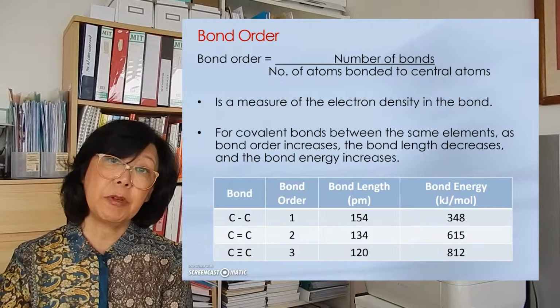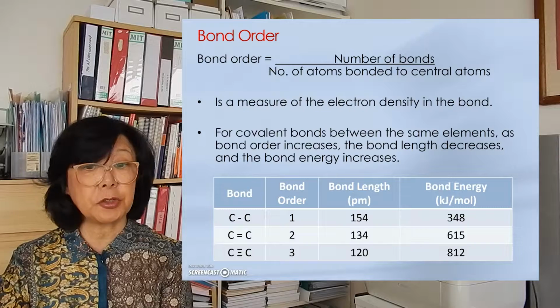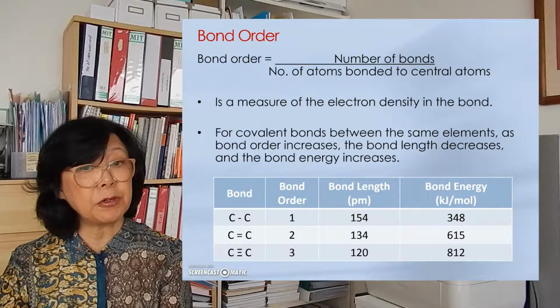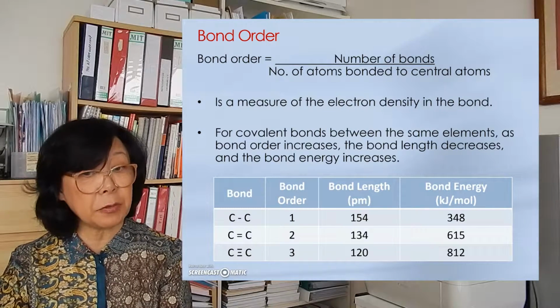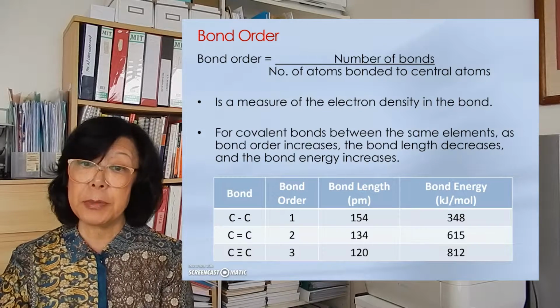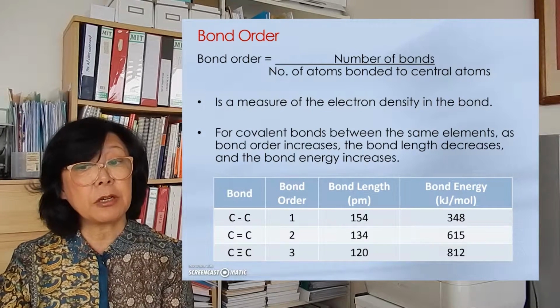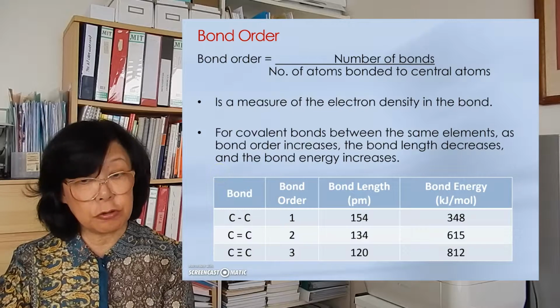Then we move into the carbon triple bond carbon. Bond order is 3. Now bond order increases, but the bond length now decreases to 120 picometers, and bond energy is further increased to 812 kilojoules per mole.